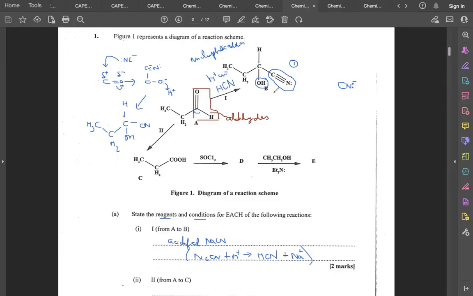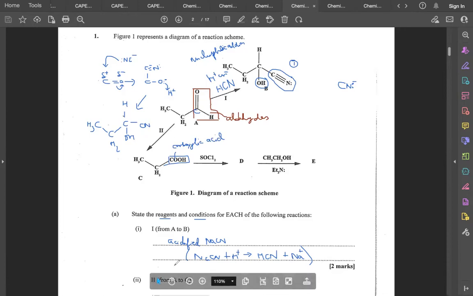Yes, Miss. All right, perfect. All right, so the second step, what's happening here? We're going from an aldehyde functional group, and we see our COOH, we know that this is a carboxylic acid, right? So how do I go from an aldehyde to a carboxylic acid? What reagents do I need? Potassium dichromate. All right.